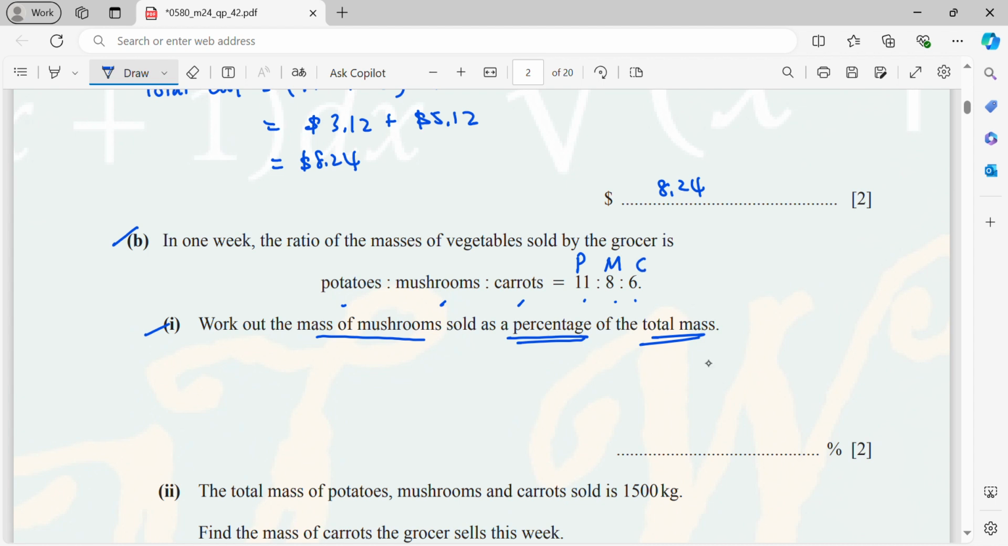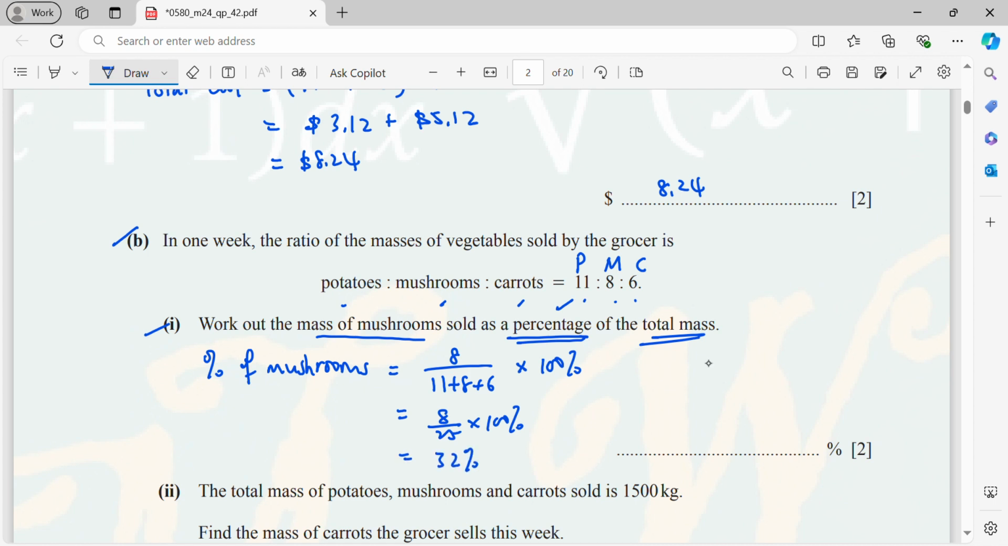So I know that for the percentage of mushrooms, that is going to be 8 over 11 plus 8 plus 6, because those are the total ratios. But since this is a percentage, then you have to times by 100%. Okay, then from here, this is basically 8 over 25 times 100%. Then at last, you will be getting 32%. So that is the solution for the first part of part B.